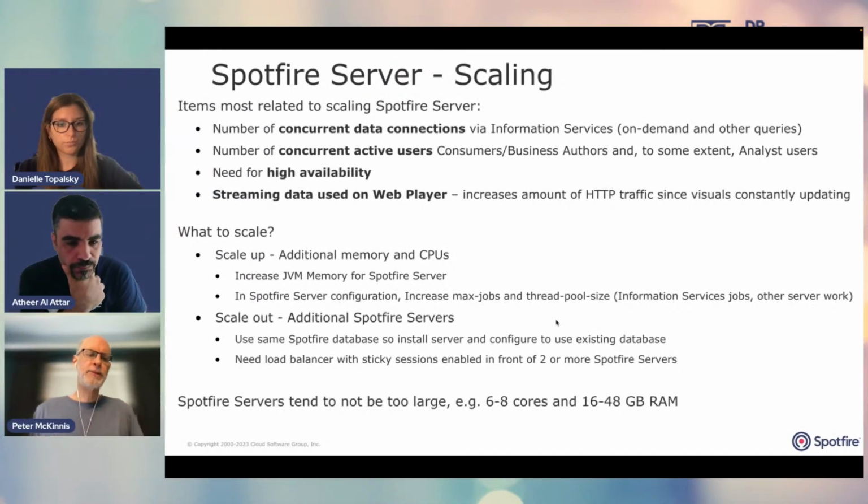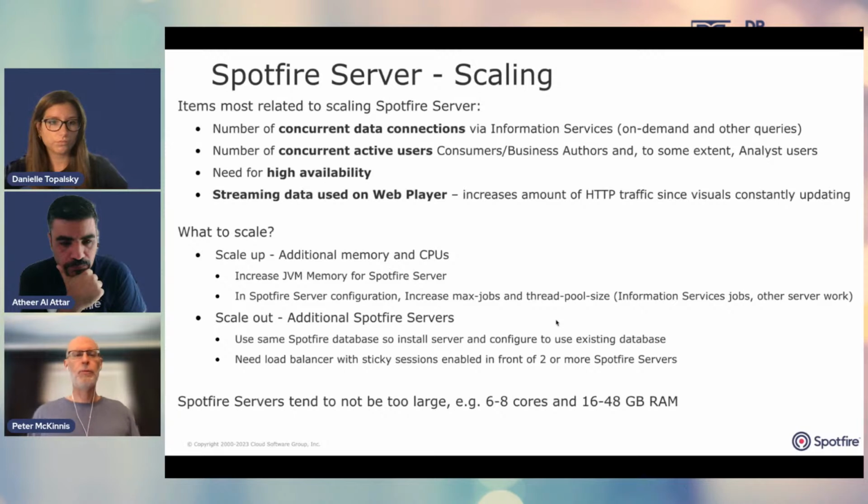And then, Spotfire servers don't tend to be too large, maybe 6 to 8 cores, 16 to 48 gigs. Again, I've seen places where they're larger than this, but it depends on the environment. Most customers, especially enterprise customers, have 2 or more, 3, 4 Spotfire servers. Smaller customers can get by with 1 unless they need high availability, and then you would have 2 right out of the gate.